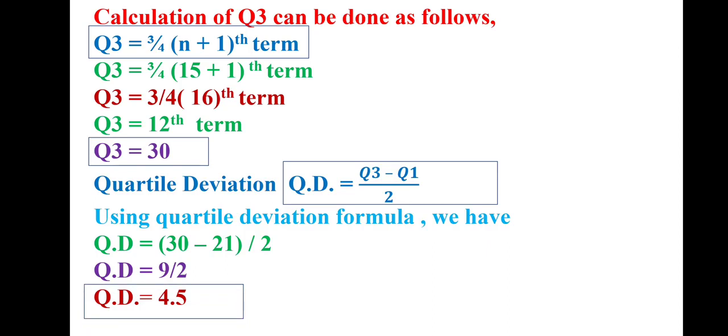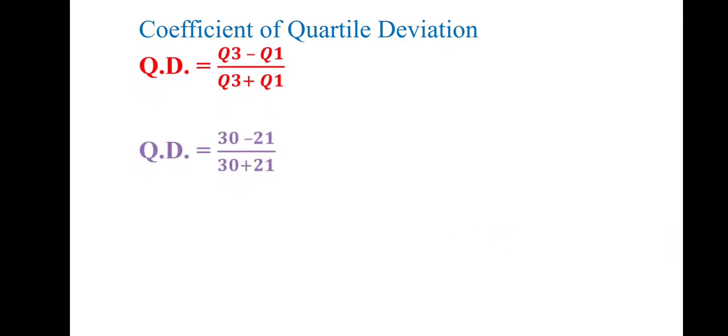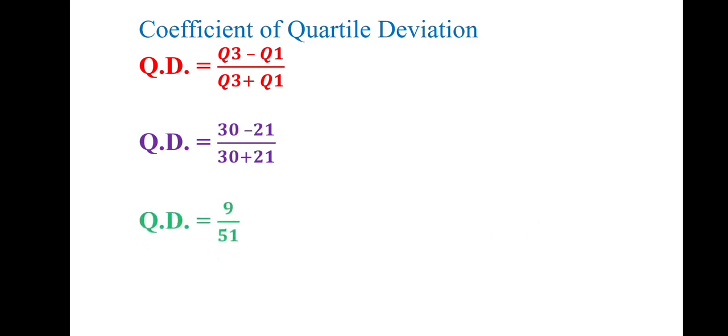Now we can find the coefficient of quartile deviation. This is the absolute value; next, the relative value. Q3 minus Q1, 30 minus 21 divided by 30 plus 21, 9 by 51, simplifying to 0.1764. This is the way we can find the quartile deviation and its coefficient for an individual series of observations.